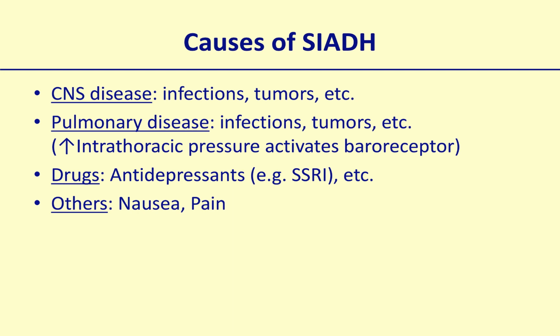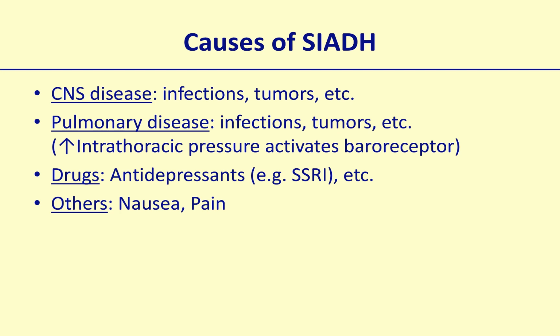What are the main causes of SIADH? So we have 4 groups of causes. The number 1 cause is CNS disease, central nervous system problems, infections like meningitis, encephalitis, brain tumors. Okay, and it makes sense because in our brain we have the main centers for production of ADH, right? The supraoptic nuclei, paraventricular nuclei, and we have osmoreceptors.